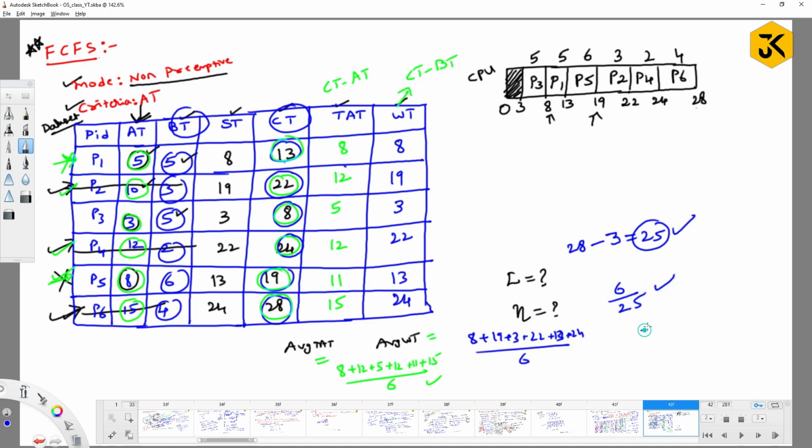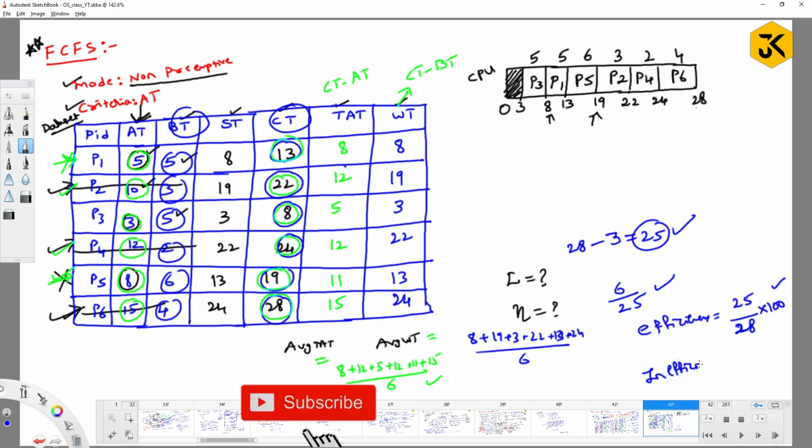And how about CPU efficiency? The efficiency of the CPU is based on the total time taken to complete all the processes, that is 28. How much time is it effectively utilized? 25 by 28 into 100%. And what is the CPU inefficiency? Inefficiency will be 3 by 28 into 100.